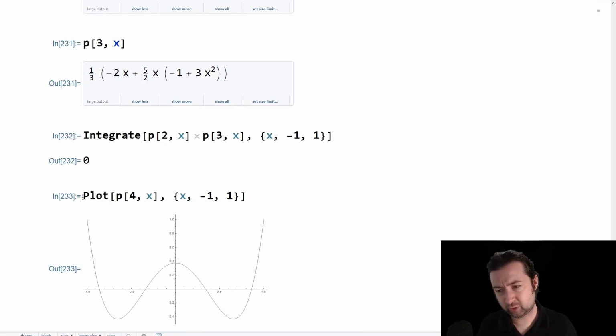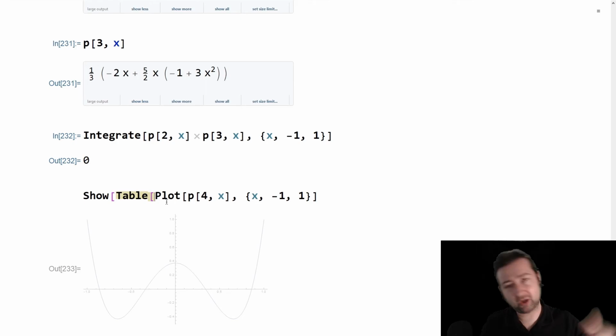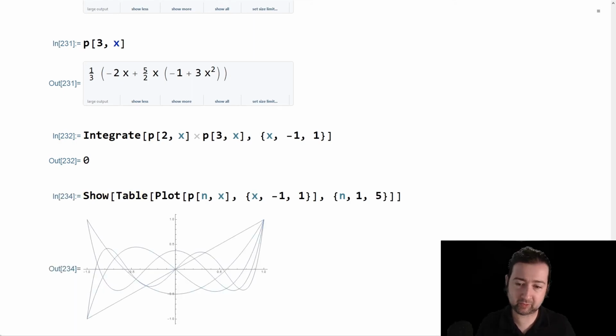In fact, one trick that you can use here is we could show lots of them at the same time if we showed a table. There's a cute trick. Show a table of plots where we're going to plot them all on top of each other. That's why we're using a show command here. And let's make this an n. And then maybe we will evaluate our table from, I don't know, n goes from 1 to 5. Let's look at the first 5 Legendre polynomials plotted together.